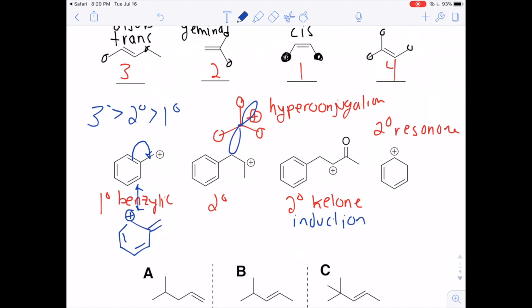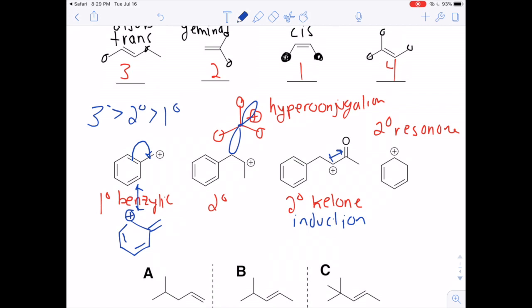And induction is not favorable in carbocation stability because you can rationalize that there's a dipole towards that ketone, and that dipole is going to pull electron density away from an already electron deficient center. So remember, carbocations are electron deficient. They only have 6 valence electrons. So by introducing electronegative groups, we're actually pulling even more electron density away from that electron deficient center.